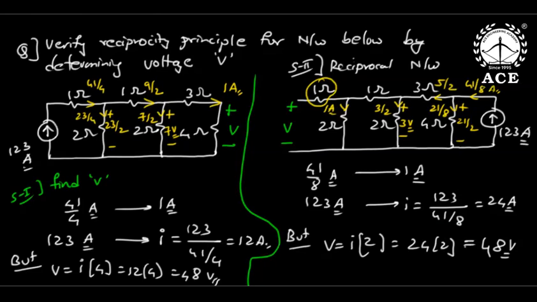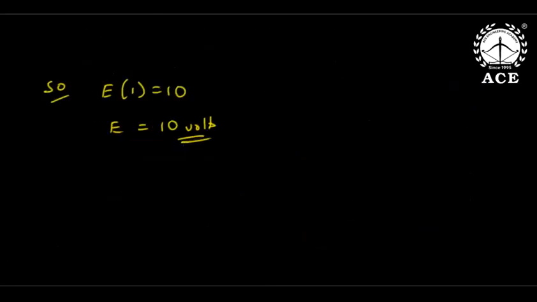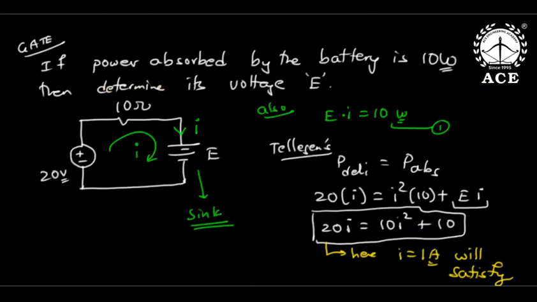Pratyush. Hello, sir. Tell me. Sir, in the Tellegen's theorem problem, 20 volts and 10 ohms and E is there, no, sir? Find E. Sir, there power absorbed is given as 10 watts. Power absorbed is 10 watts. Sir, then power delivered should be 10 watts, no, sir? No, power absorbed by E alone is being told, not power absorbed by the total network.